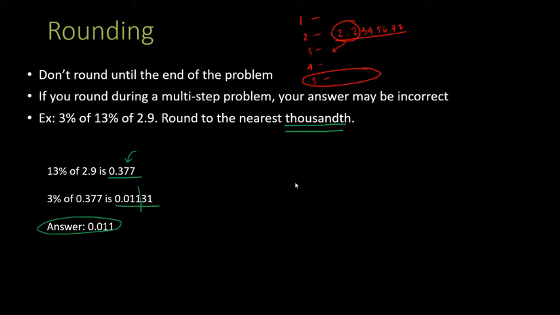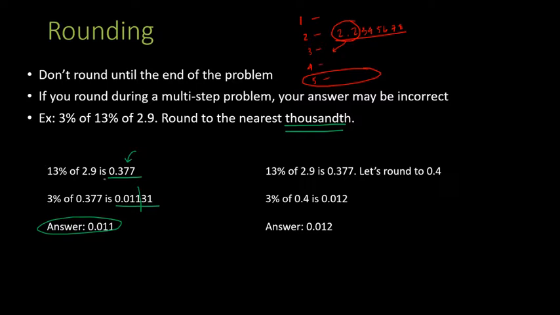Now your answer might have come out differently had you rounded that number, for example. Let's do the same thing but with rounding in the first step. So let's say once again you're asked to find 3% of 13% of 2.9. So you start by finding 13% of 2.9, and once again you find that it's 0.377. But this time you decide to round that up to the nearest tenth, and you decide to round it to 0.4. So when you go on to your next step, finding 3% of your result from step 1, 3% of 0.4 is 0.012. That's already rounded to the nearest thousandth, and your answer would be 0.012.